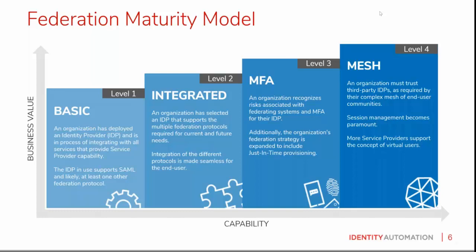So back to the model at level 2, we call it integrated. And this basically is talking about the fact that there's multiple Federation protocols out there. So how are you going to be able to integrate with all of those? And then level 3, let's bump up our security by implementing multiple different types of authentication methods and implementing different types of authentication policies that are very granular and adaptive, as well as implementing just-in-time provisioning. And then last but not least, level 4, the ultimate, the mesh.